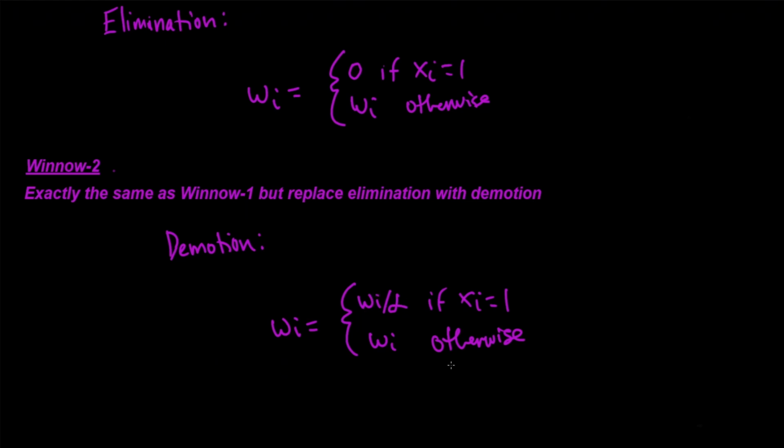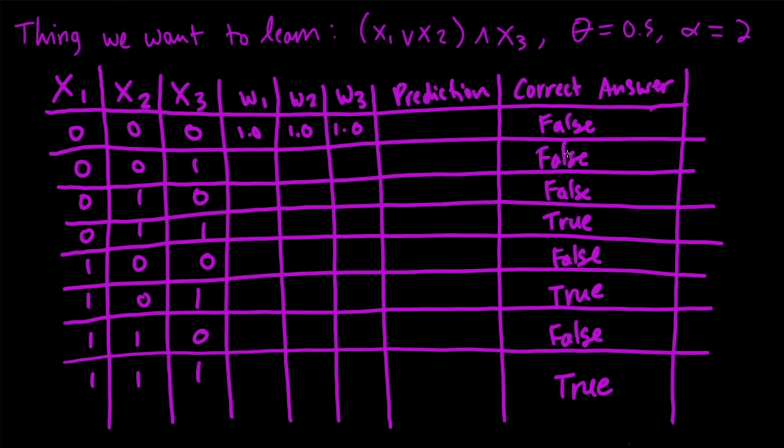And that is the process of demotion, and that's what makes Winnow-2 better than Winnow-1. Okay, that was probably a lot to take in, and it's probably going to be pretty hard to grasp how the algorithm is actually working unless we go ahead and run through an example. So in this example, I want to run through an instance of the Winnow-2 algorithm, and hopefully this helps you understand how the algorithm is working a little bit better.